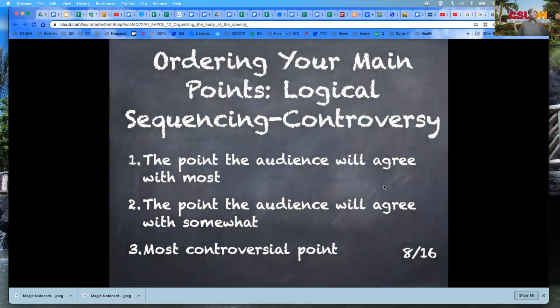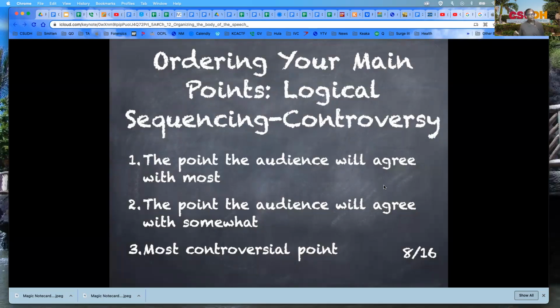And then you're going to pick the logical sequencing controversy. Look, this is if you happen to have something that's controversial. I'm going to be honest with you. Most of the times you should probably not pick a super controversial topic. Why? Because you're just not likely to persuade an audience if you pick a controversial topic. If you pick something controversial, they're not likely to listen to you. Period. Especially in today's time. Cancel culture is a thing. People will get up and walk out. They don't want to listen to you.